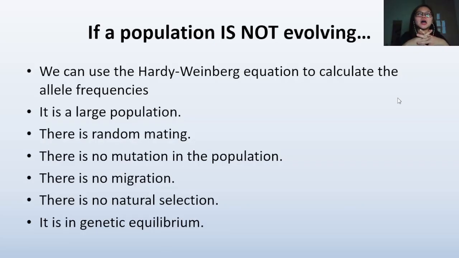When we say a population is not evolving, like I said, we should be able to use the Hardy-Weinberg equation to calculate the allele frequencies. That also means that if you're able to use the equation, this population is a large population. There is random mating in this population. There is no migration, no mutation, no natural selection, and that this population is in genetic equilibrium.